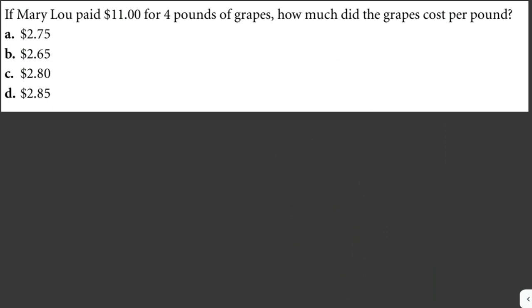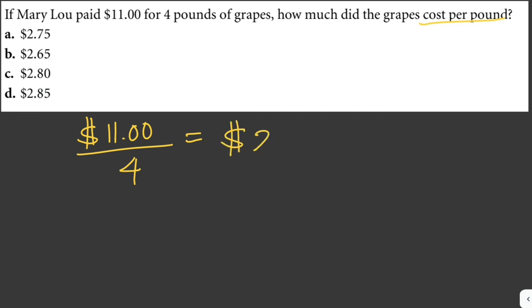Okay, if Mary Lou paid $11 for 4 pounds of grapes, how much did the grapes cost per pound? So we just have to divide $11 here by 4, so we can find the cost per pound of grapes. So 11 divided by 4 is just equal to $2.75. This is the cost of grapes per pound. So the answer here is letter A.